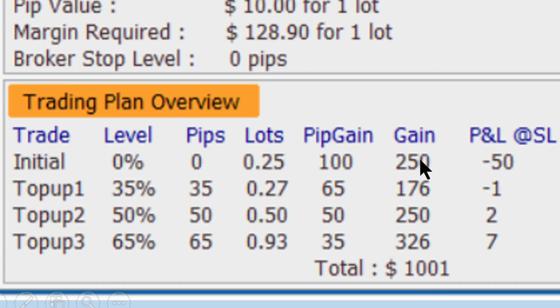And if you get stopped out, you will be stopped out on your initial trade at minus $50. On your first top up, you'll be down $1. On your next top up, you'll be actually up $2, and on your final top up, you'll be up $7. So this means that basically after your first top up, the transaction becomes relatively risk-free. So that's the strategy that will be applied based on the input that you've given.